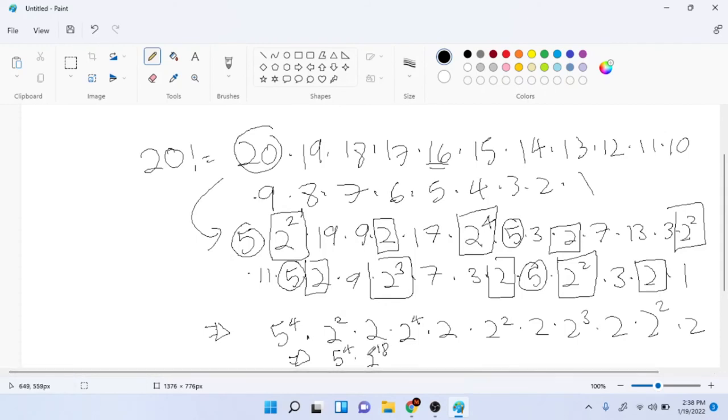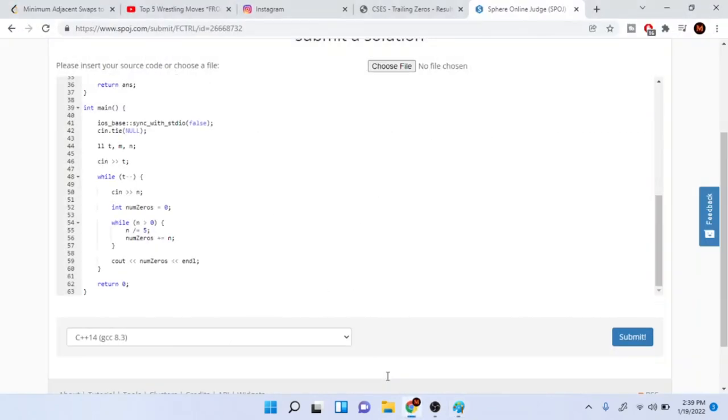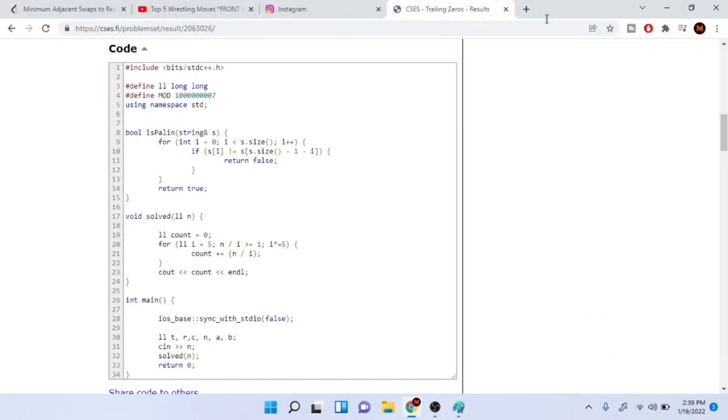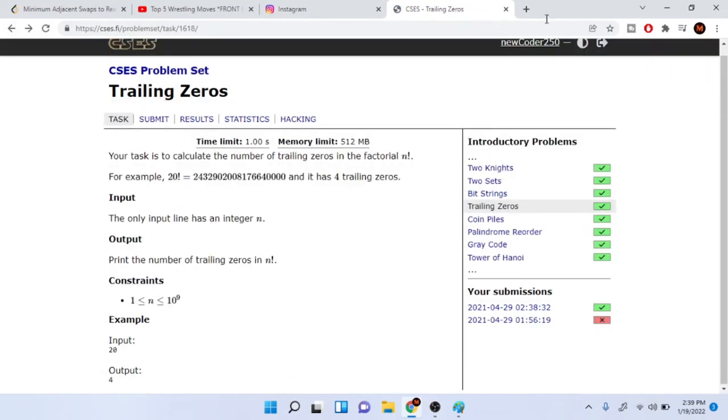Okay, so as you can see here, in the end, after doing all the primes and listing the powers of 2s and 5s, we got 5 to the 4th times 2 to the 18th, okay? So if we go back to the original number, it only had 4 trailing zeros, right?